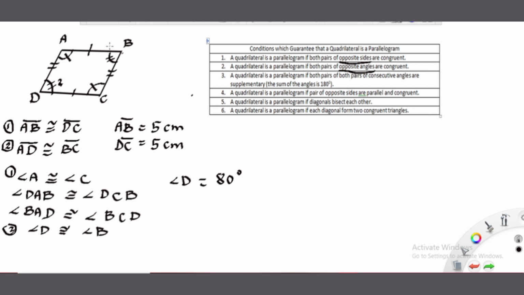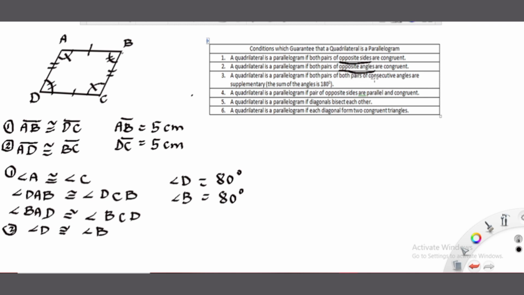Pareho sila ng measurement. So if angle D is 80, angle B is also 80 degrees. Alright? Third condition. A quadrilateral is a parallelogram if both pairs of consecutive angles are supplementary.